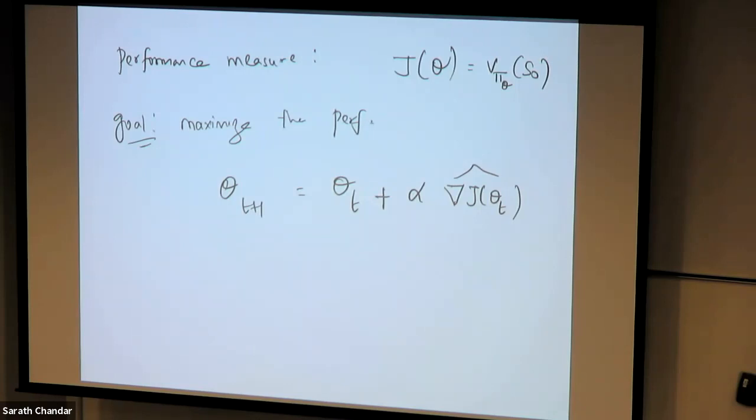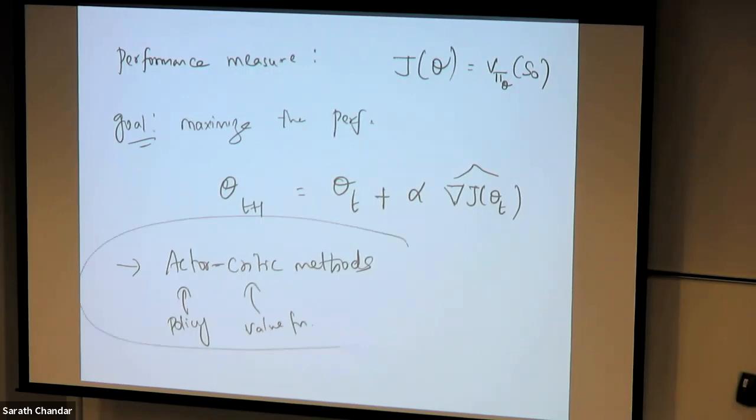We will also discuss another class of methods today, which is the idea of actor-critic methods, where the actor is your policy network or policy function approximator, and the critic is a value function approximator. When you use both policy and value functions together, we are going to call that actor-critic methods. Is that clear?